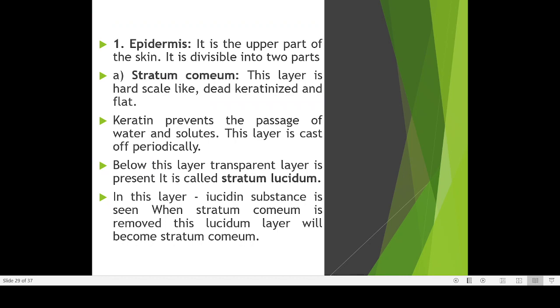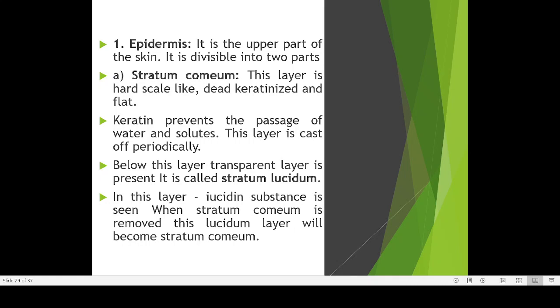The first layer is the keratin layer. Now, what is the function of the keratin? Keratin, as I told you, is a protein. If one drop of water falls on our skin, it does not go into the body. Our skin acts like a plastic sheet. The water droplets stay there and do not enter the skin.